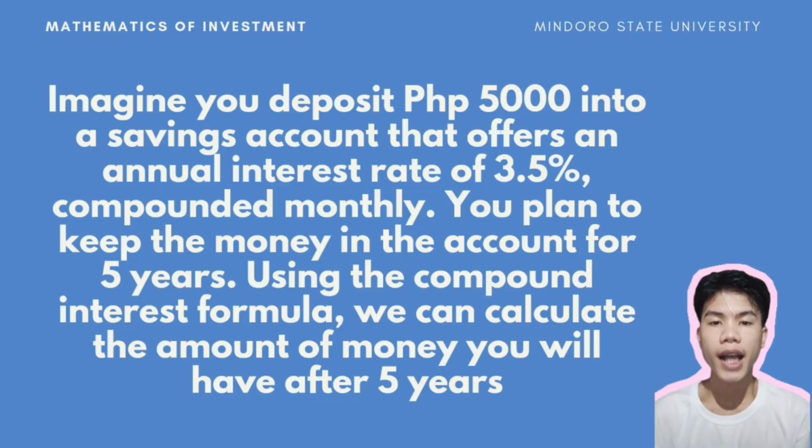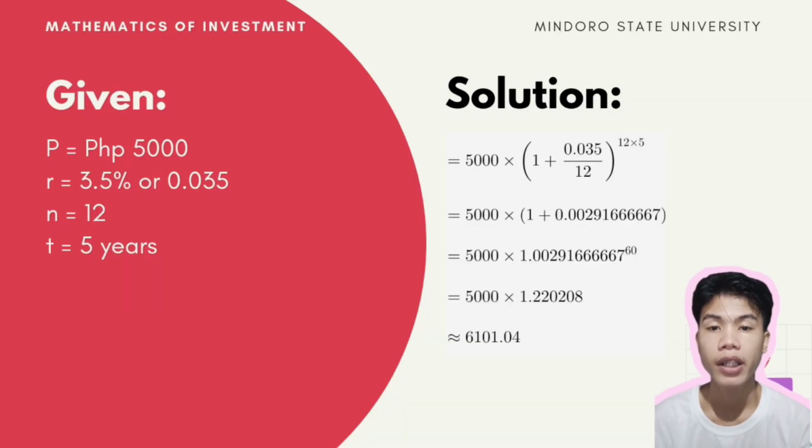Let's consider another example to further illustrate compound interest. Imagine you deposit 5,000 pesos into a savings account that offers an annual interest rate of 3.5% compounded monthly. You plan to keep the money in the account for 5 years. Using the compound interest formula, we can calculate the amount of money you will have after 5 years. So, identify the given and substitute it to the formula of compound interest.